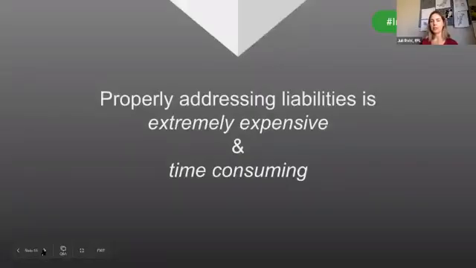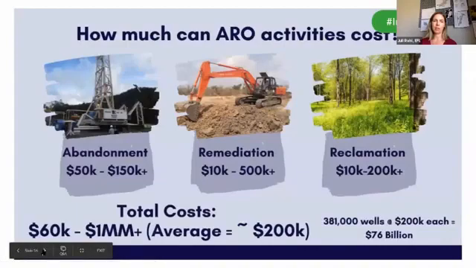The problem with this is that properly addressing liabilities is extremely expensive and time consuming. We'll go through some of the ranges of costs, and apologies to all the RecRem experts out there who are cringing at this slide. I'm married to one, so I know how much anxiety it can create to average a number. But essentially, the abandonment downhole work can cost anywhere from around $50,000 to $150,000. These can be upwards of millions if things go really wrong, and take a few days, maybe a week.